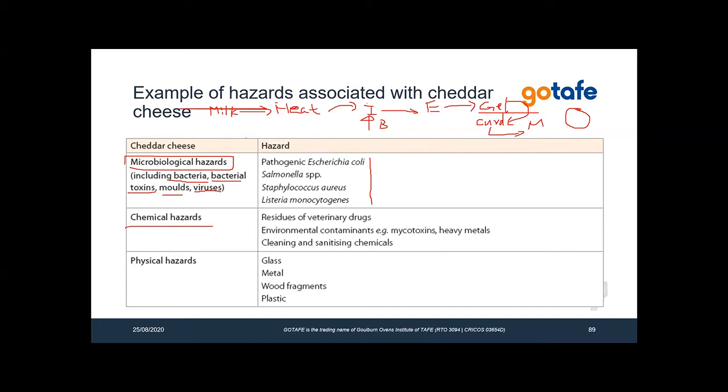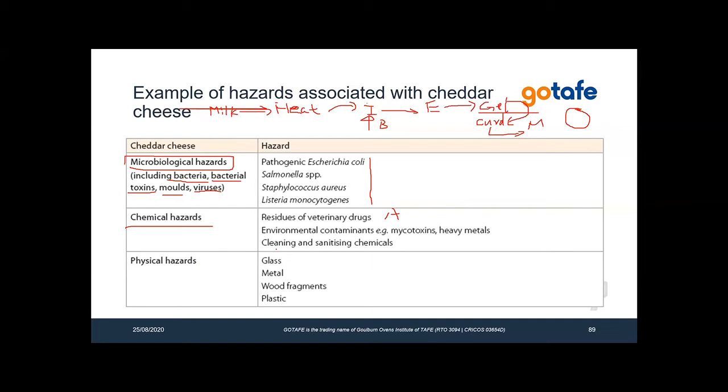And there could be some chemical hazards. The chemical hazard could come from the milk, so some residue of veterinary drugs, that could be antibiotics, or some environmental contaminants, such as heavy metals and other toxins. And also, if your process hasn't been designed properly, you could have some cleaning detergent or sanitizing chemicals still in the pipelines. That could contaminate your food or your milk.